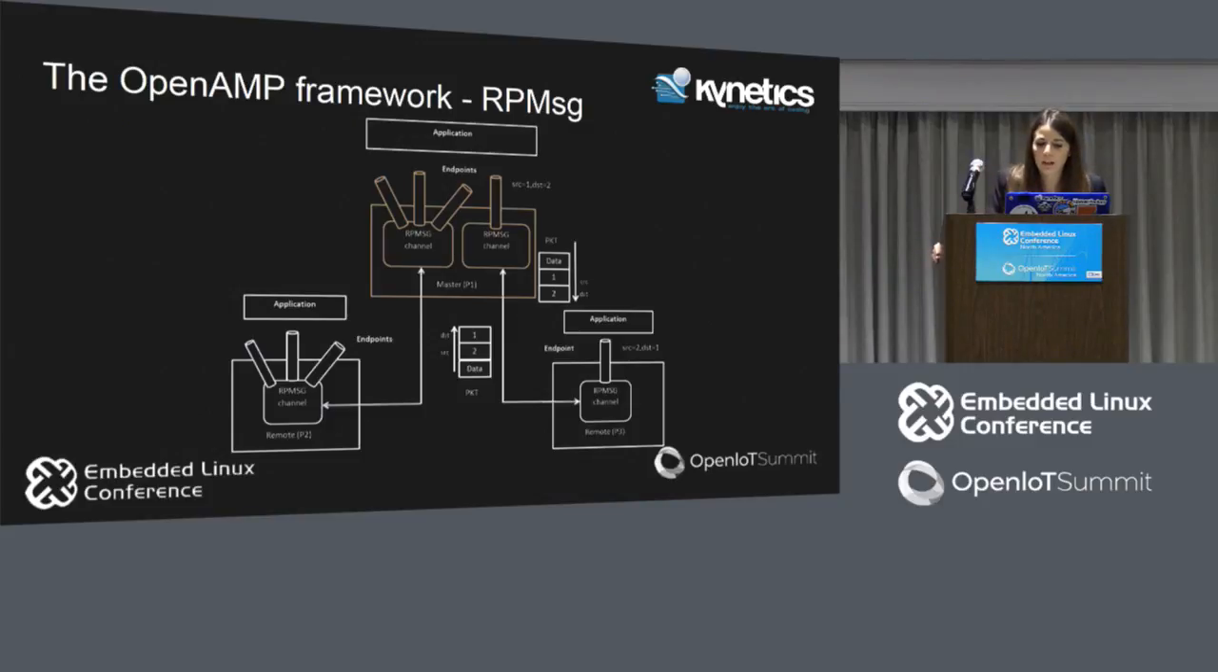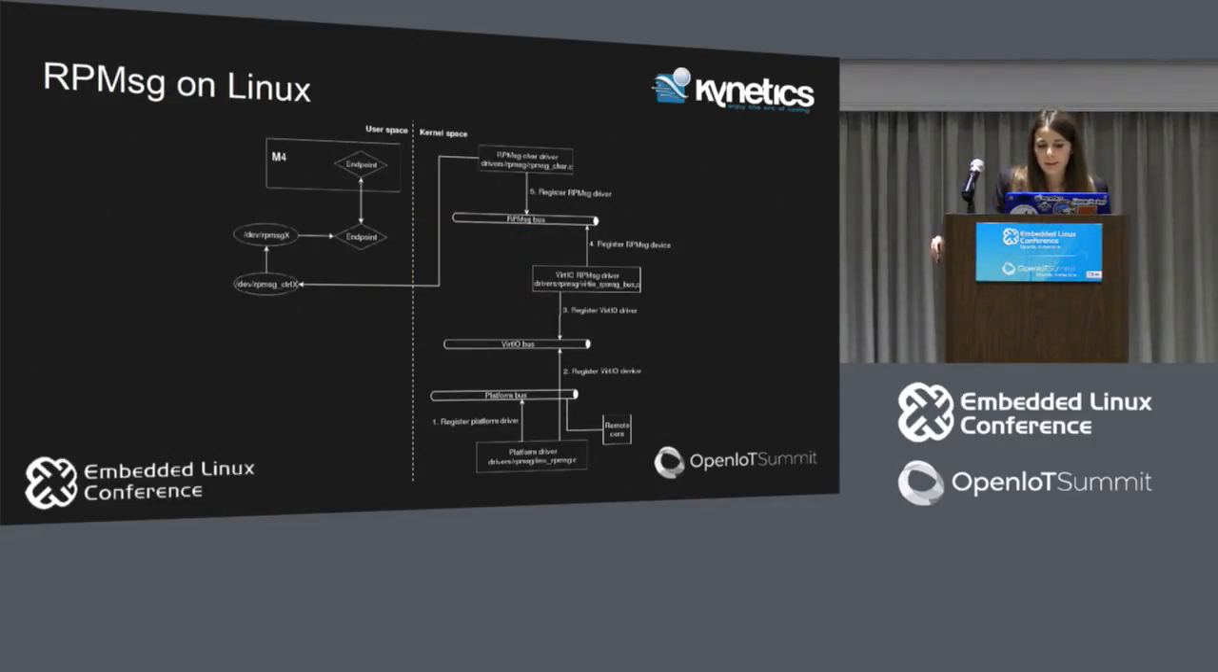One thing to keep in mind is that currently in the RP message implementation in Linux, the channel is only dynamically created. So the remote service sends a special message to the RP message bus, which says, I want to instantiate a new channel. The RP message bus takes care of this message, creates the channel, and from that point on, a default endpoint is created, and communication can go on from this point.